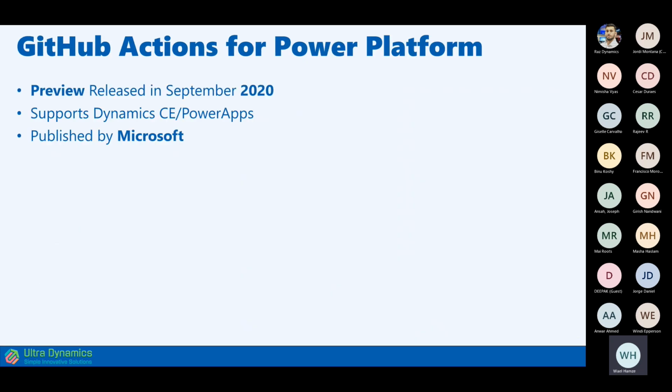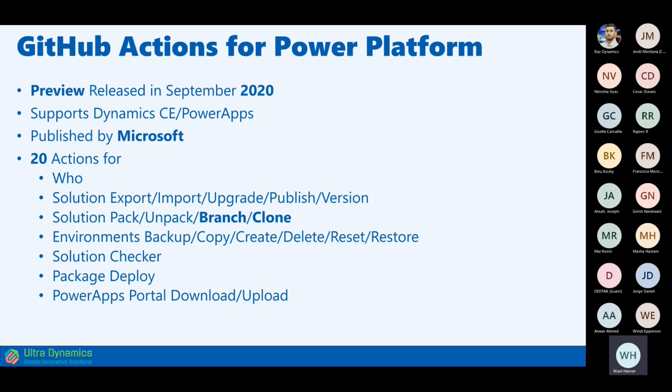There are GitHub Actions as well. GitHub Actions is fairly new, since last year, and the actions have been increasing. There are about 20 actions now that you can use to build your pipelines and other automated processes using GitHub. There's even an action now for portal upload and download, and an action to branch and clone your solutions as well, which is quite useful.